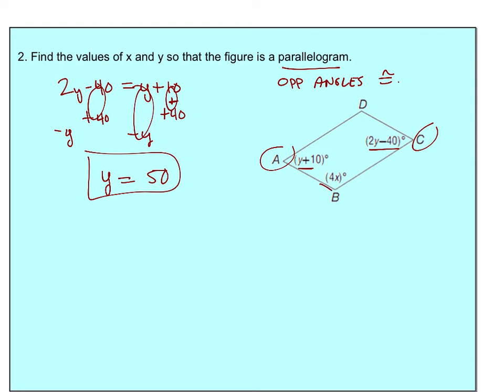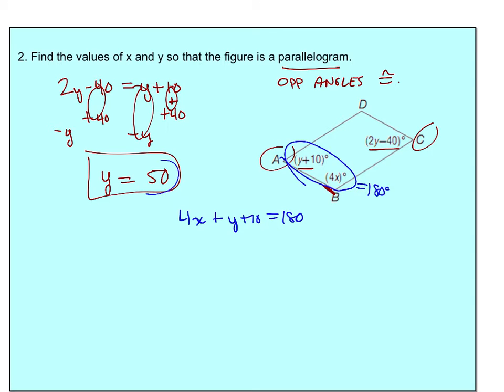Okay, so how do I figure out x? X, here I got to be a little clever. Here I got to think a little bit. Remember, any 2 has to add up to 180. Those two angles have to add up to 180 degrees. It's the only way this becomes a parallelogram. So now that says 4x plus y plus 10 equals 180.